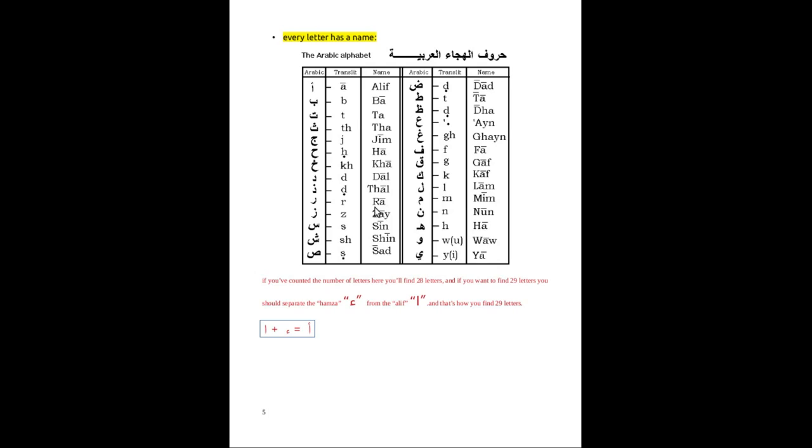Ra, and zay, sin, shin, sad. The difference between sin and sad, they have almost the same sound, s and s. This is kind of a thick, fat sound. I don't know if there's an English equivalent of this sound, but it's like sabun, soap. Or this is like sayara, car, sayara, and sa. You see, slightly different.